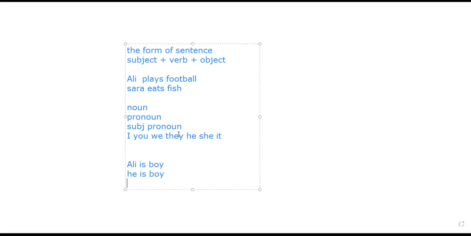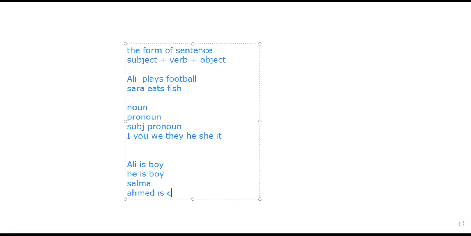Salman. When I want to replace Salma with a pronoun, Maryam, what do I say? Miss, Salma, I want to replace it with a pronoun. Can you tell me the pronoun that will be suitable for Salma? She. Excellent, excellent.